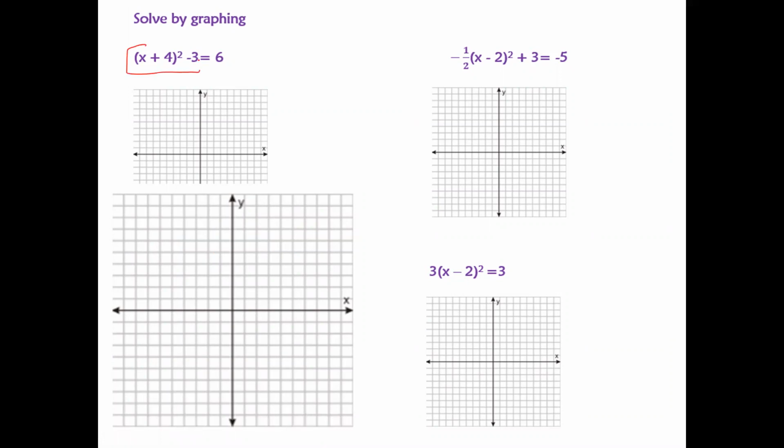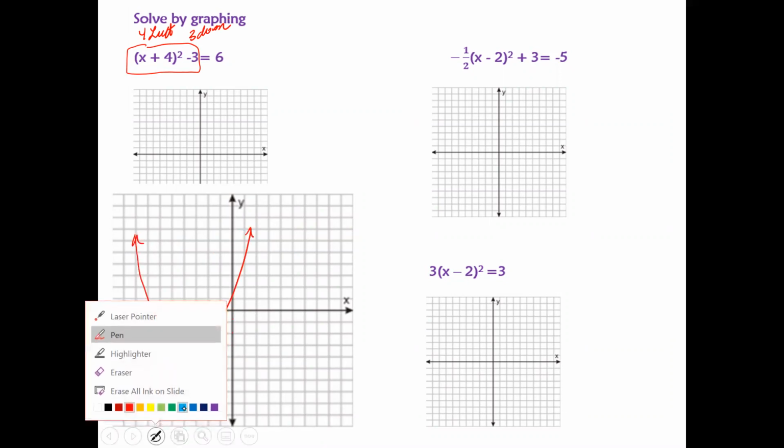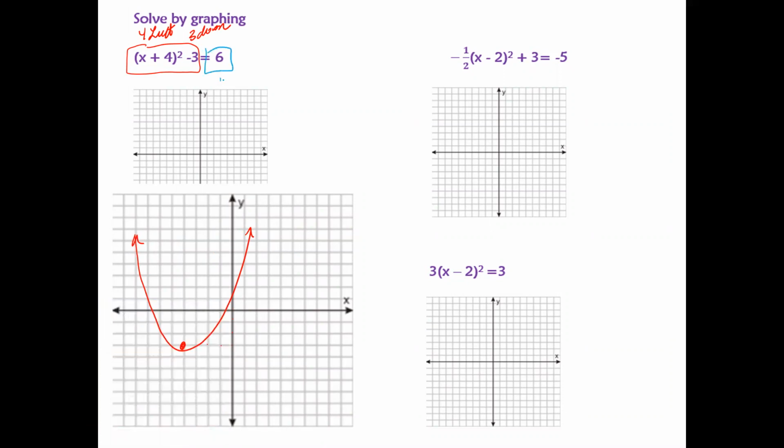So to find the intersection of this parabola, I'm going to go ahead and graph this one. This one is going to be 3 down, 4 to the left. So 1, 2, 3, 1, 2, 3, 4, and then here is your parabola. Then you're going to go ahead and graph this part right here, which is y is equal to 6. You can go up 1, 2, 3, 4, 5, 6, and draw your straight line.